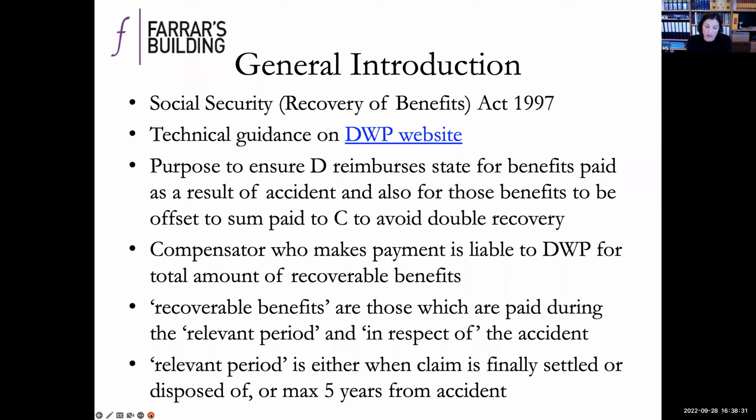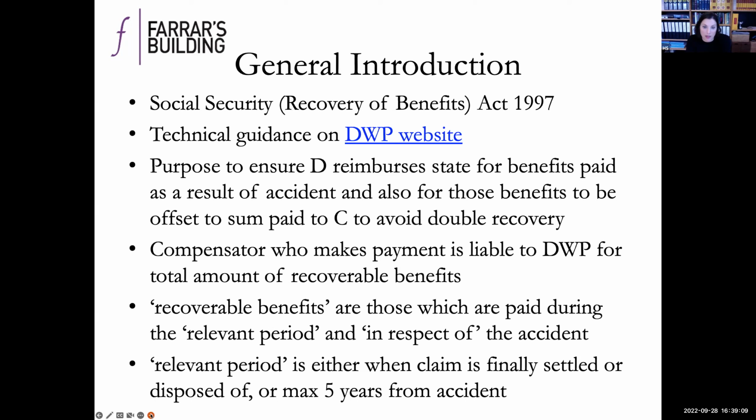Now, the purpose of the 1997 Act was, well, there are two purposes. Firstly, to ensure that the state wasn't out of pocket, so that a defendant, usually an insurer, reimburses the state for benefits paid as a result of an accident. But the second purpose is to avoid double recovery, so to allow for those benefits to be offset against the sum paid to a claimant that reflects those benefits.